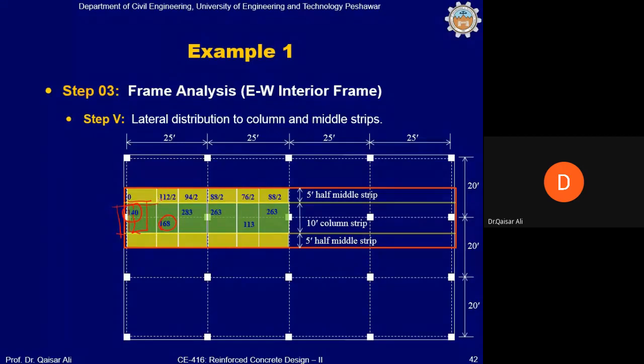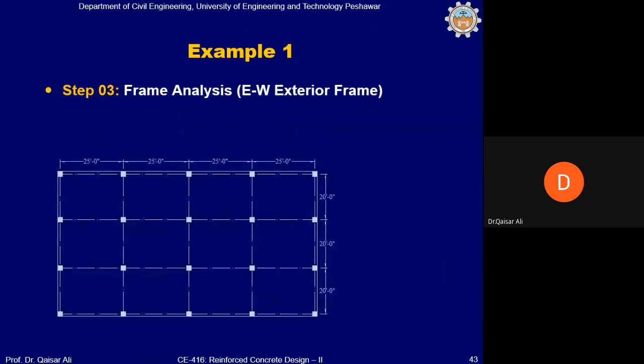This 12 will be divided by 5, because the middle strip is 5 feet wide in this region. Further division by the relevant strip width will give us per foot width bending moments in this form, 14, 16, and so on. So this will complete the analysis along the east-west direction of the interior frame.